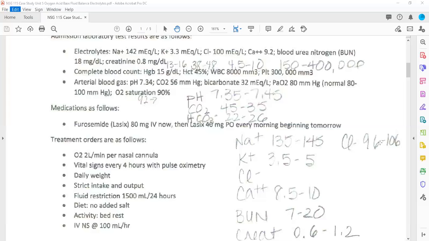Let me back up here a minute and talk about electrolytes for a minute. So we said they were normal except for potassium.